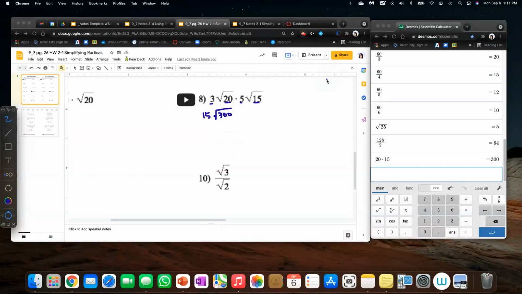So now I'm going to see if I can simplify this radical. So I'm going to list out my factor pairs of 300, 2 and 150, 3 and 100. And actually, again, I know that 100 is a perfect square, so I can actually just stop here because I know that these numbers are just going to get smaller. So I'm going to rewrite this as 15 times the square root of 100 times 3. So 15 times the square root of 100 times the square root of 3. Square root of 100 is 10. So 15 times 10 times the square root of 3. We end up with 15 times 10 is 150 times the square root of 3.